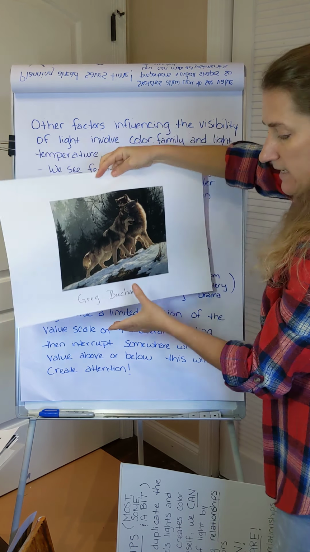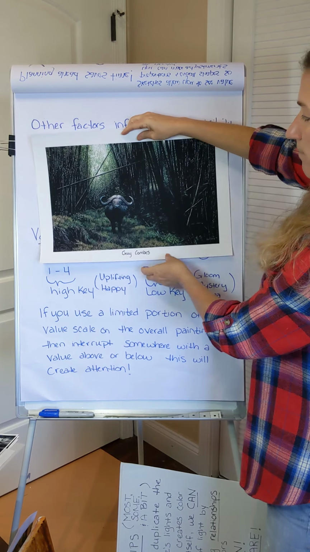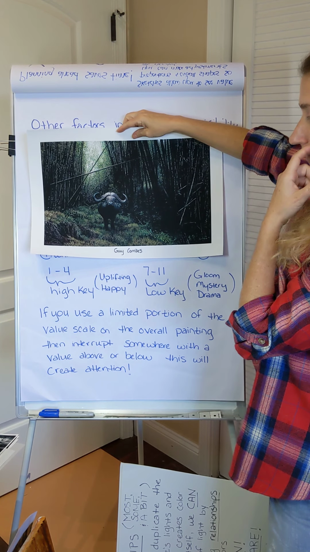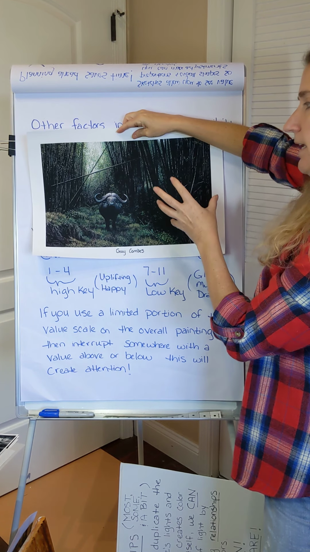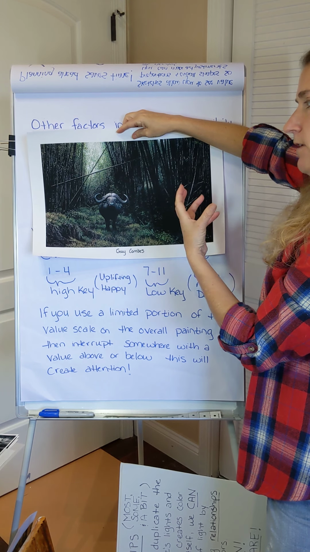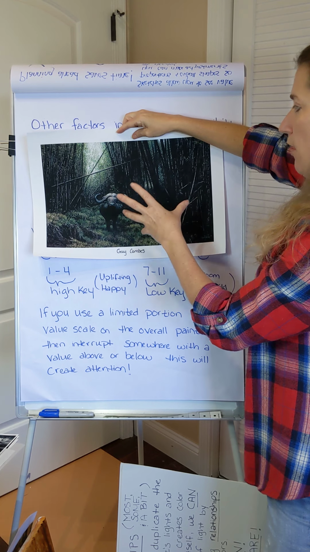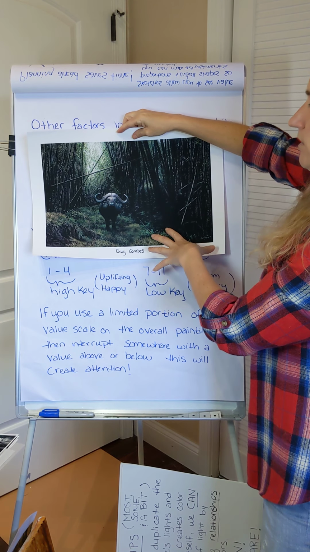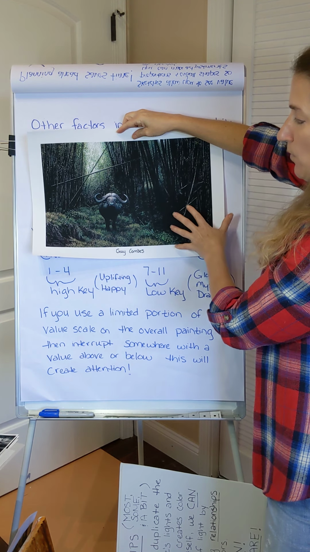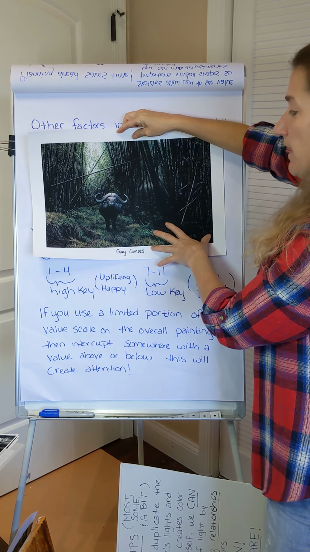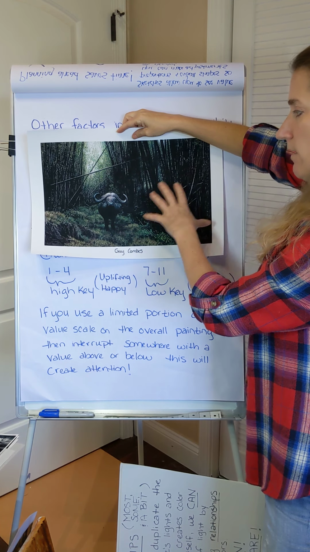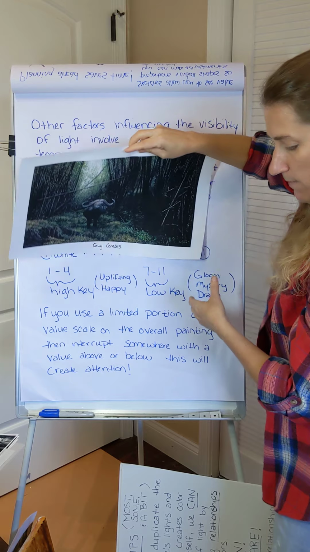For Guy Coombs, this was another painting of his that in real life is absolutely spectacular. But again, it's very dark, it's very moody, it's very mysterious. It's an African Cape buffalo in this big, I believe it's eucalyptus grove, or bamboo, I'm sorry. But anyways, again, low-key, very, very dark, lots and lots of drama.